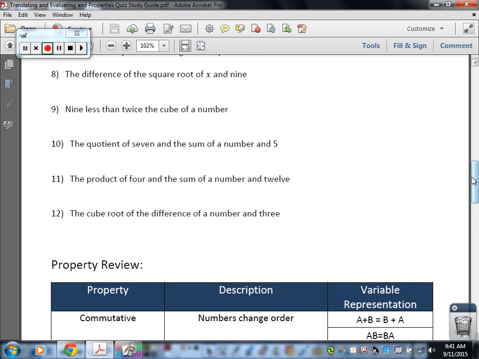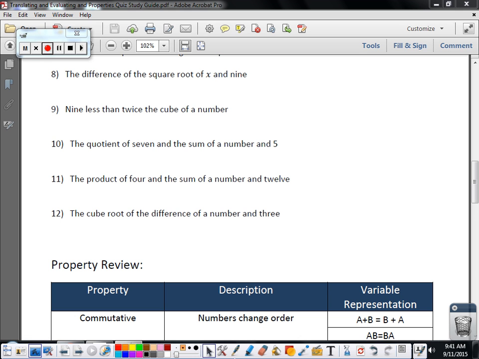All right, let's do these. So guys, we are translating now.